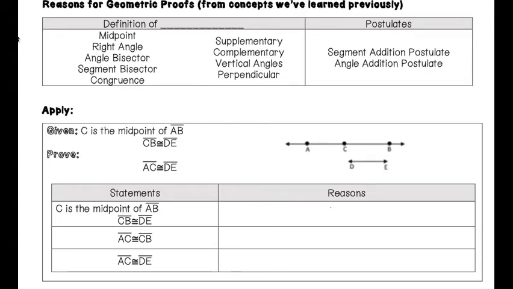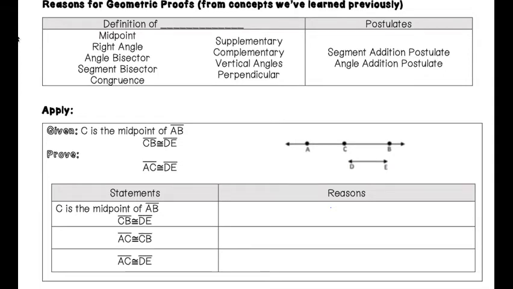So some of the reasons that you'll be using in your geometric proofs are from concepts we've previously learned. So for example, I could cite the definition of midpoint as a reason in my proof. So the definition of midpoint, definition of angle bisector, definition of perpendicular, we've learned all those terms, so since we know the definitions of them, they can be reasons in our proof when we're writing a proof for geometry.